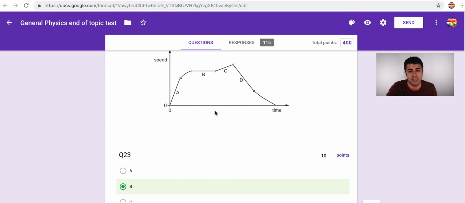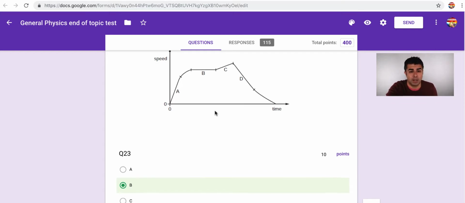I hope you can see that's at B, because the resultant force must be 0, because Newton's first law says an object will either remain at rest or move at a constant speed in a straight line unless acted on by an unbalanced force.